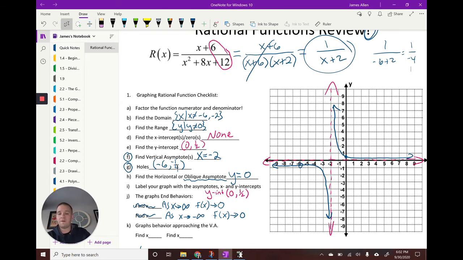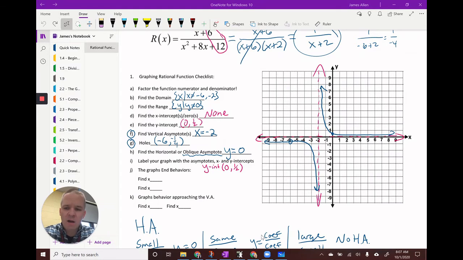All right. So as promised, we'd come back to the range once we had our y value, our y coordinate of the hole. We now have that: -1/4. So we're ready to rock. Let's go through our range.